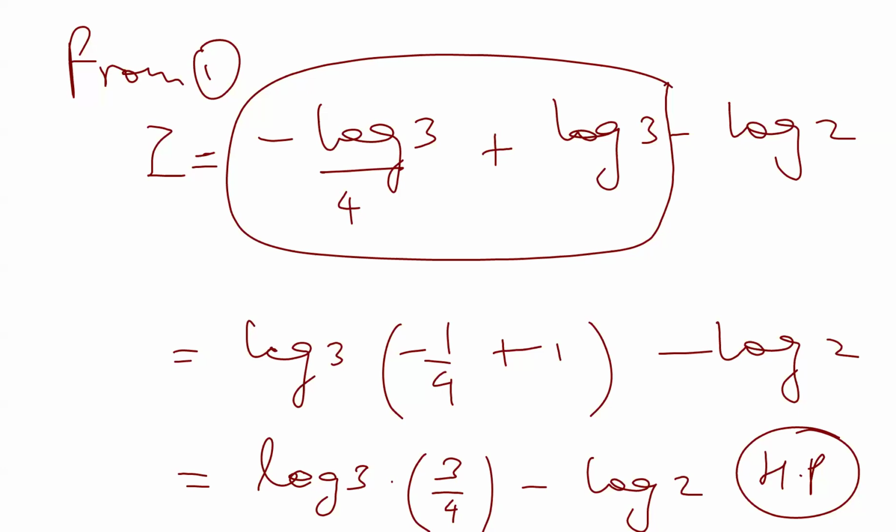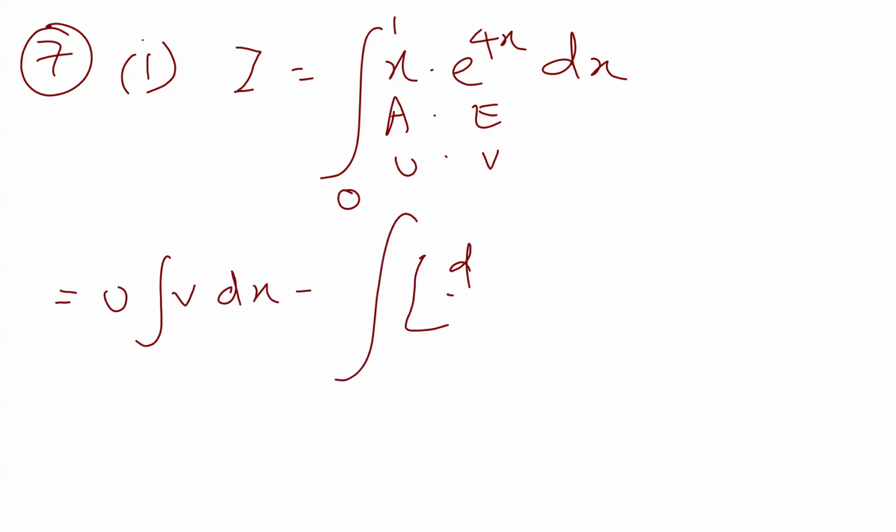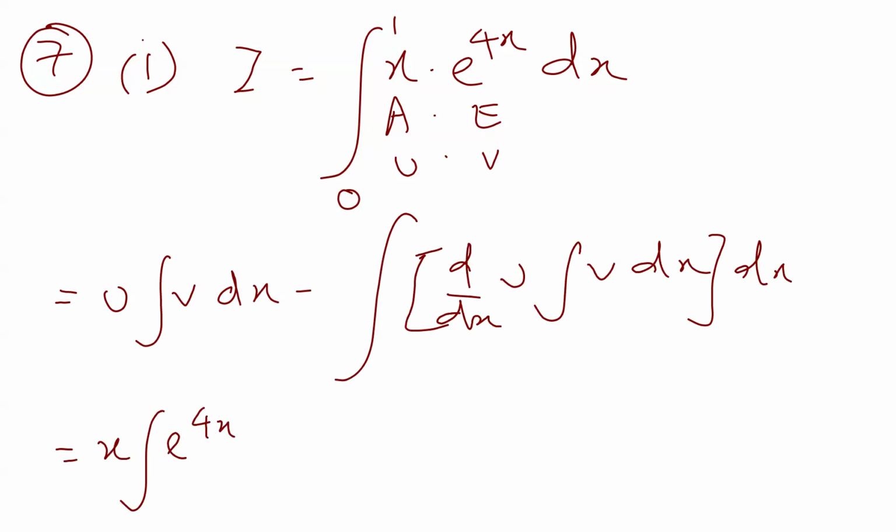Okay. 7 sub question 1. Integration of x e raised to 4x. There's a printing error. It should be e raised to 4x. As per the light rule, this is algebraic and this is exponential, so we are in the proper order. So this is u and this is v. U integration v dx minus bigger integration dy dx of u. Okay, this formula you are well aware of. So x e raised to 4x.